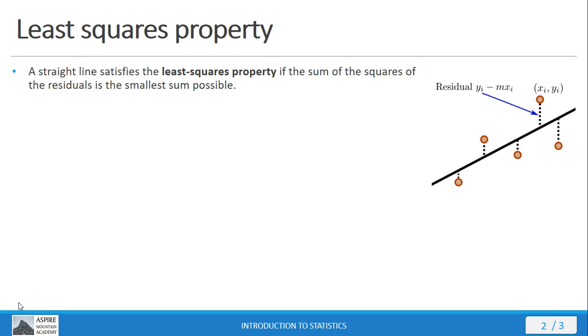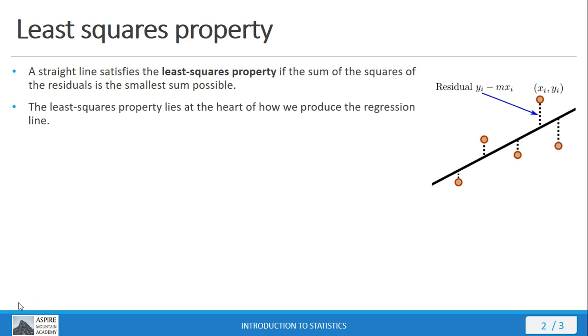So we basically put the line there on the graph, and we take the residuals, and then we're going to move the line a little bit, recalculate the residuals. We're looking for the sum of the squares of the residuals to be the smallest sum possible. So this is really at the heart of how we produce a regression line, the old school way.